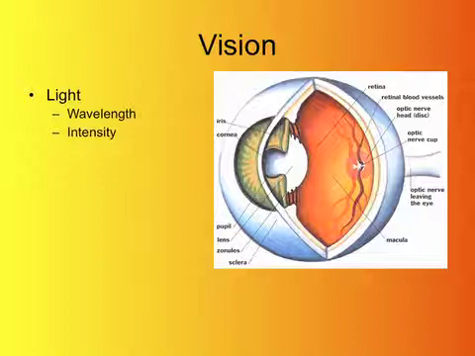Intensity, that's the amount of energy in the light wave, is going to be known as its amplitude, right, or height, and that actually determines the brightness of things that we see, or brightness of color. And so light is going to be our primary source of information concerning vision. The eye is going to be the structure that allows us to sense light.